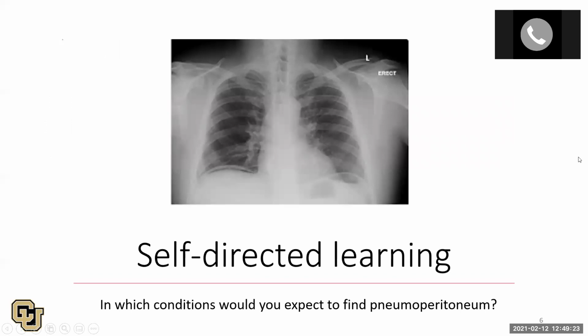So for our self-directed learning today, I want you to think about which conditions you would expect to find pneumoperitoneum, and then, would anybody like to tell me what's wrong with the patient above? Yeah, they have pneumoperitoneum, they have air under the diaphragm here. So when I read chest x-rays, I always look under the diaphragm first to not miss air that may be hiding there. So great job.